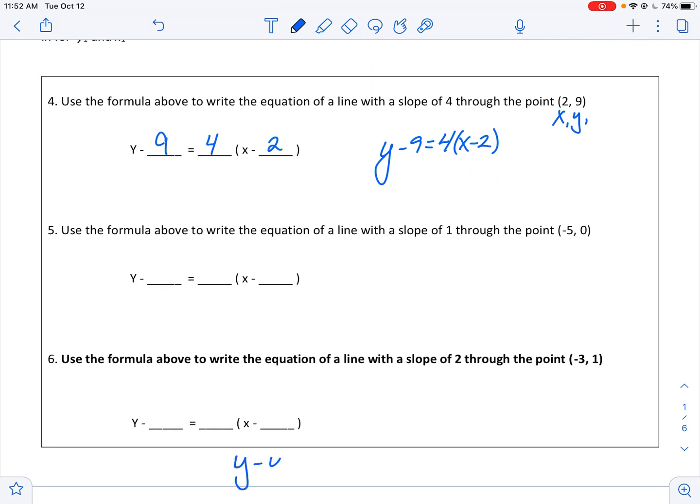And again, our equation is y minus y1 equals m, the slope, times x minus x1. Why don't you pause the video here, try to fill out the next two equations, and unpause to check your work.